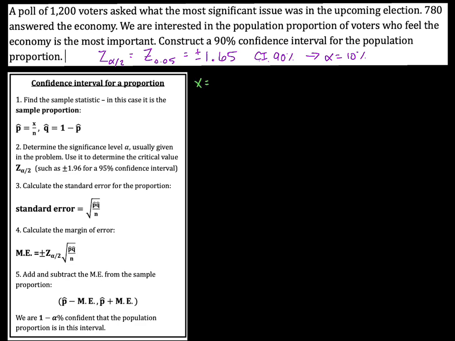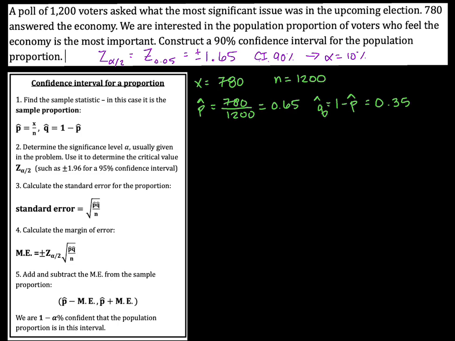X is 780, said economy was the most important, and n is 1200, and so that means that p hat is 780 over 1200, which is 65%, and q hat is 1 minus p hat, which is 35%, 0.35.